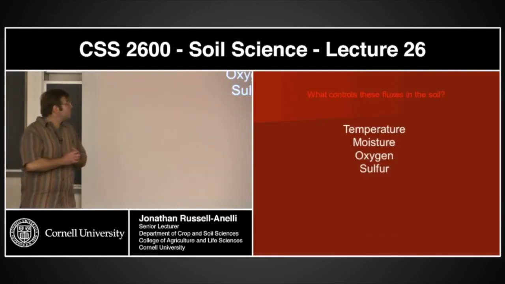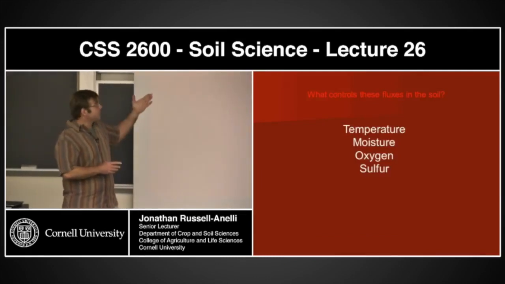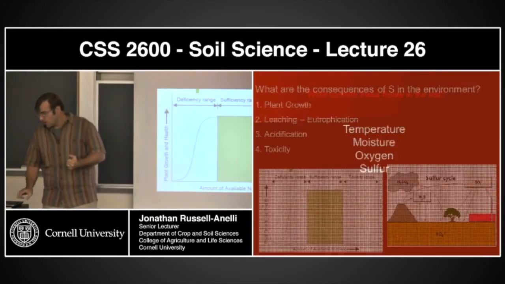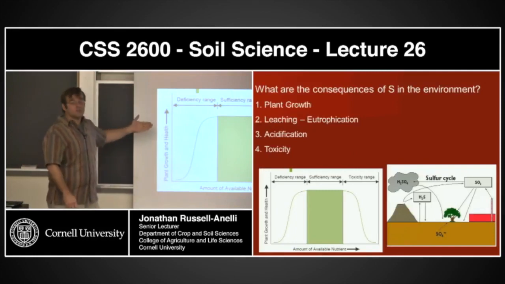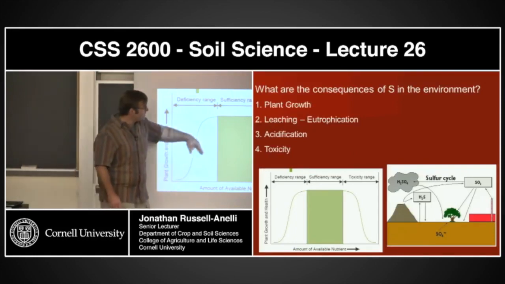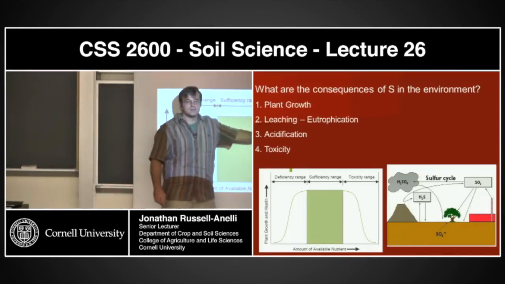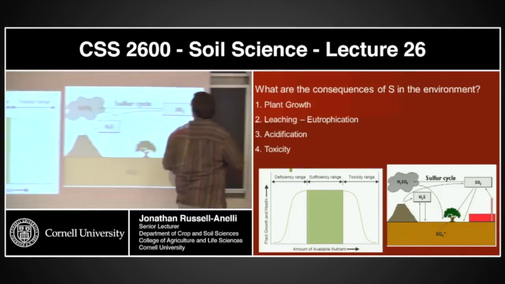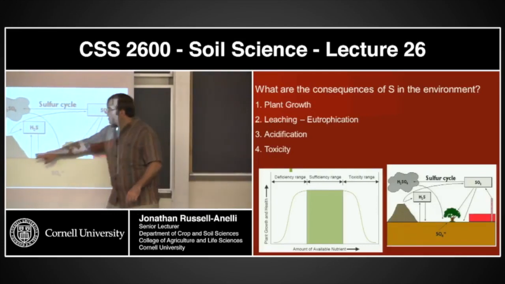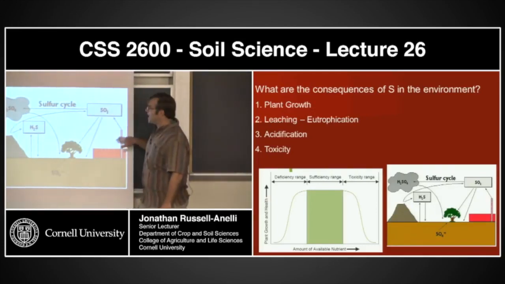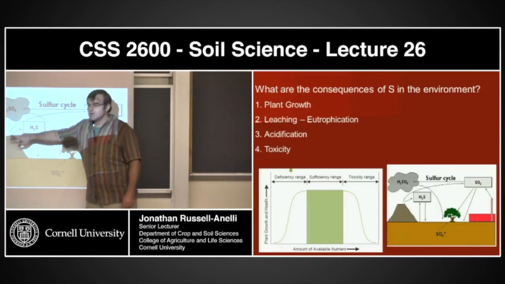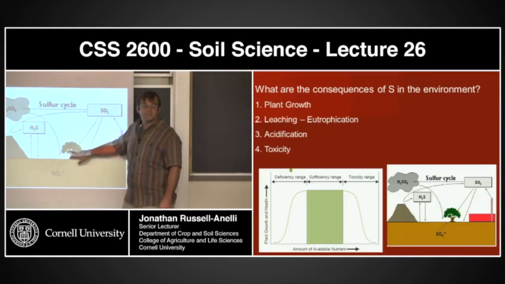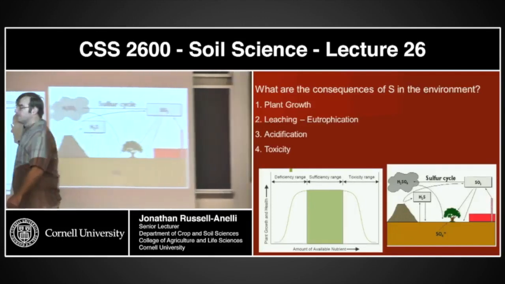So what controls these fluxes? Temperature, moisture, oxygen, and sulfur. In fact, I don't have to do a lot to talk about this. It's the same things that we saw before. Okay? I have an optimum amount, a deficient, and a toxic amount for plant response. Okay? We have all different sources of sulfur into the system. Okay? And if I start throwing sulfur up through stack emissions or through volcanic eruptions, that stuff is going to get into the air, at which point I'm going to get acid rain. Okay? Another toxic effect.